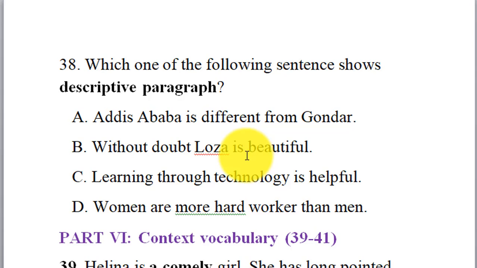Without doubt, Loza is beautiful. How is Loza beautiful? What makes her beautiful? Long pointed nose, attractive skinny, long hair, big eyes, good posture, and many things can be written which make Loza beautiful. Her beauty can be described by very smart and essential adjectives. So this is the correct answer. Exactly.